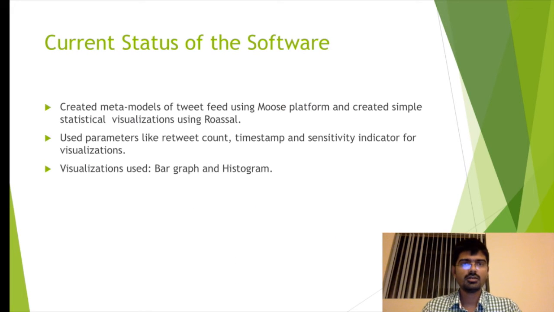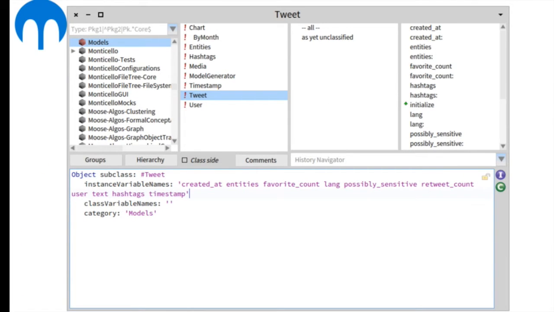Let's see what the current state of the project is. We created the meta models using the Moose platform and then visualized them using Roassal. Let's see a demo. So let's take it further from where Snehal left it.